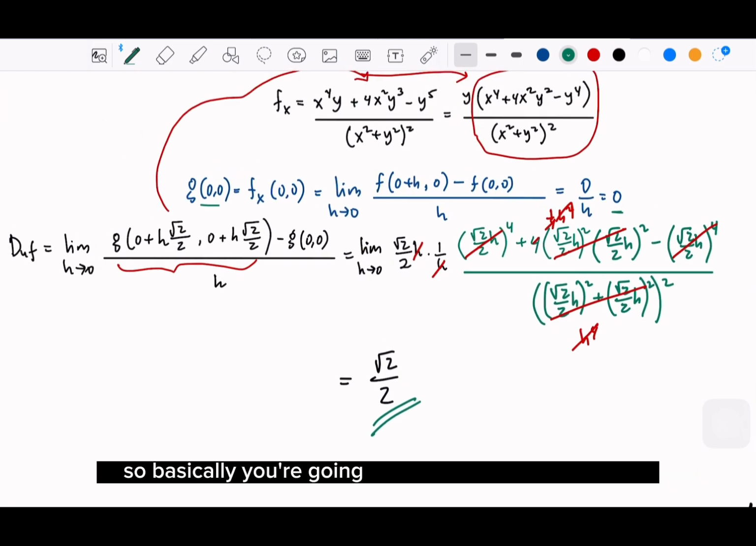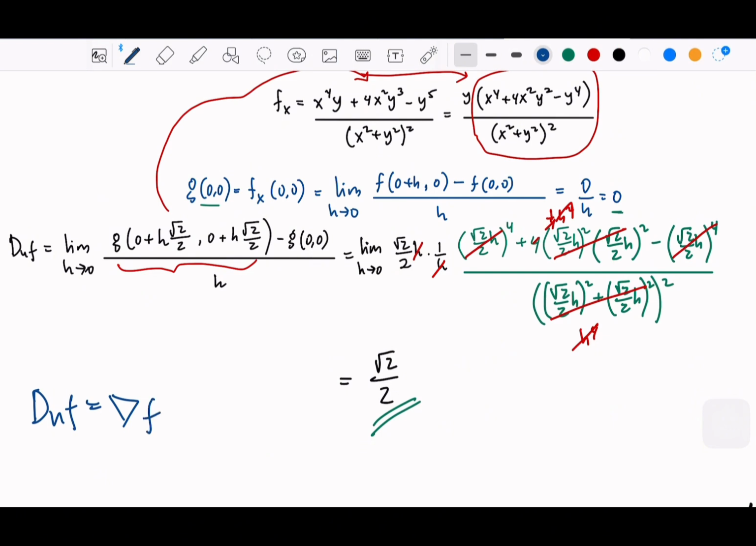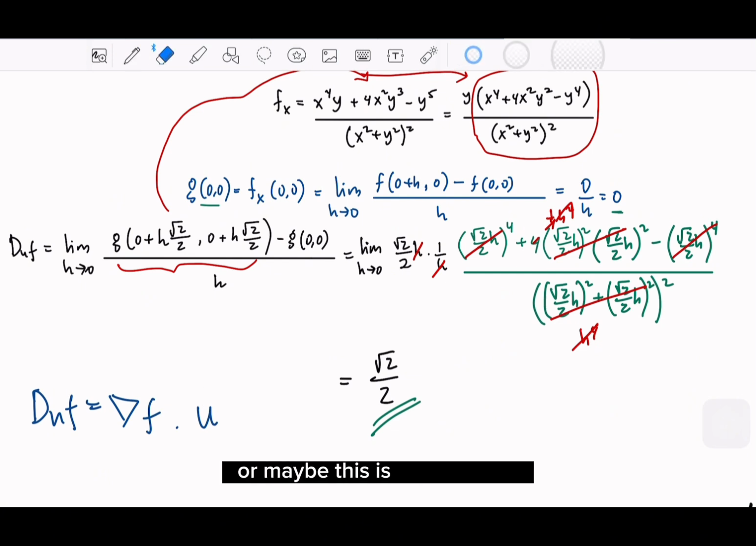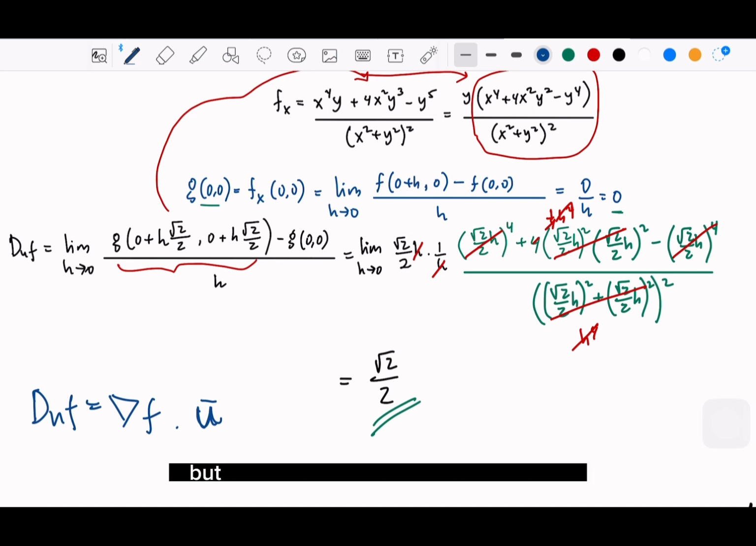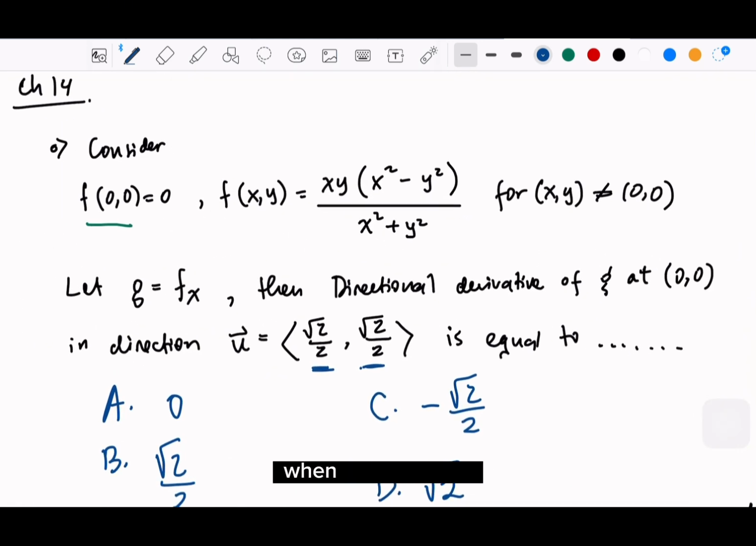So basically, you're going to see that some questions, although you know the definition or the practical implication of the directional derivative, which is this, right? The gradient vector, and then multiply with the unit vector u, right? But sometimes going back to the definition can solve problems, especially for conditional functions. Let me write for a while here. A conditional function is when you have this and you have this. This is what we call a conditional function.